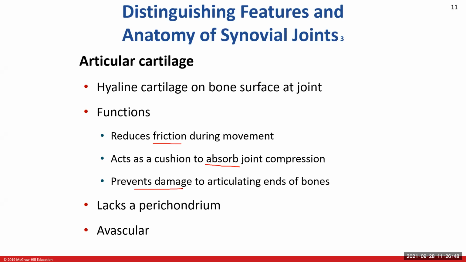Also, as we've learned before in chapter 5, mature cartilage is avascular. Articular cartilage is no different. But it also lacks perichondrium. If you recall, perichondrium is that tissue that sits on the outside of some cartilage. It's not on fibrocartilage, but it is on hyaline cartilage and elastic cartilage. But on articular cartilage, it is not going to be present. So keep that in mind. It's no longer there.